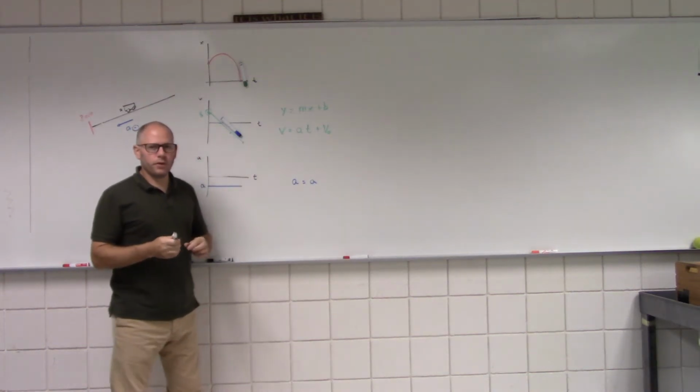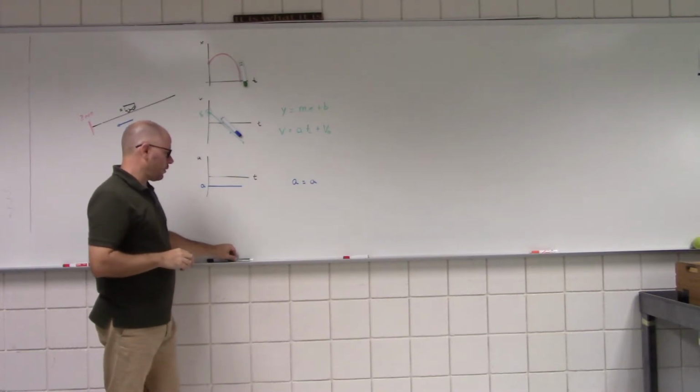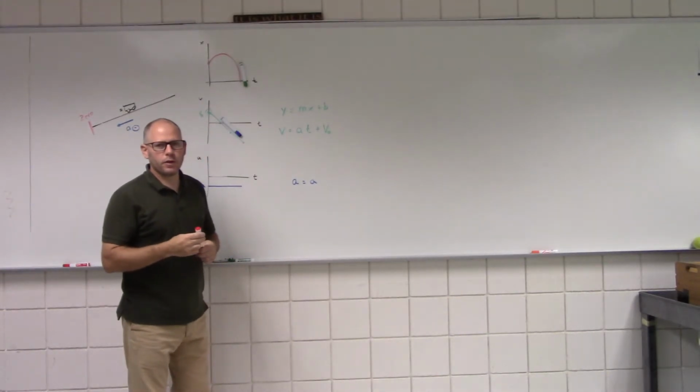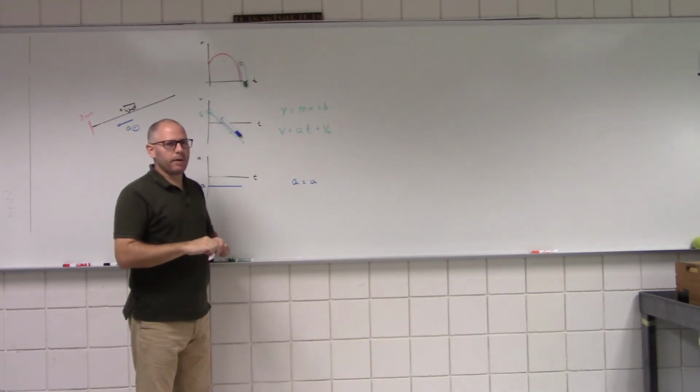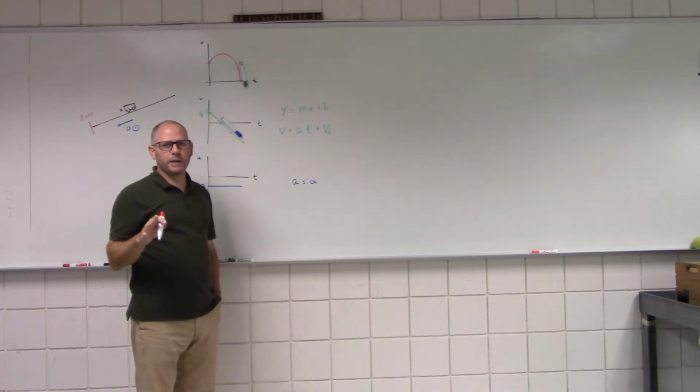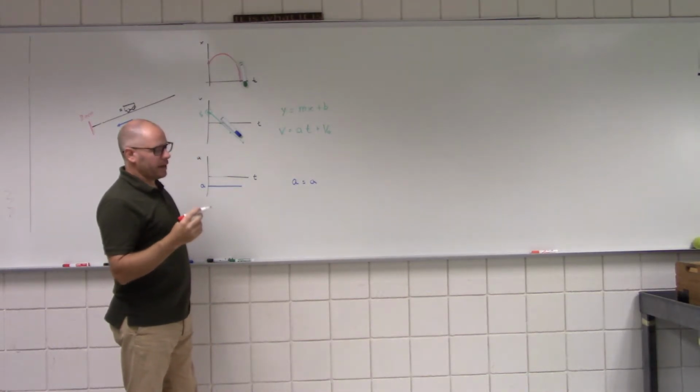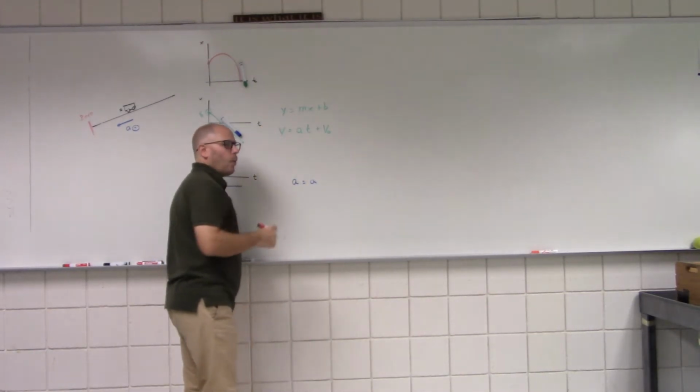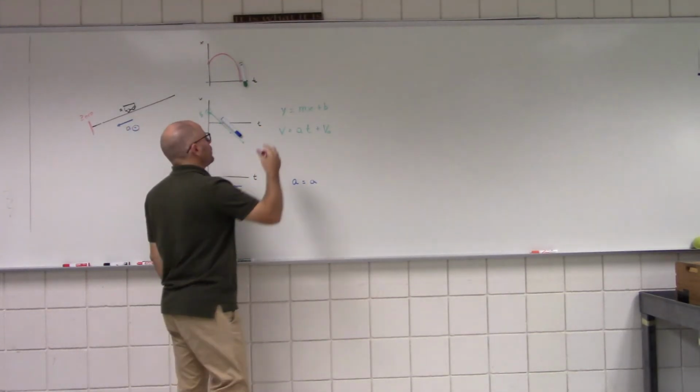What about the position equation? Well, we know it's a parabola. It's going to be of the form ax squared plus bx plus c. But what I like about it is we can figure out some values for these things.